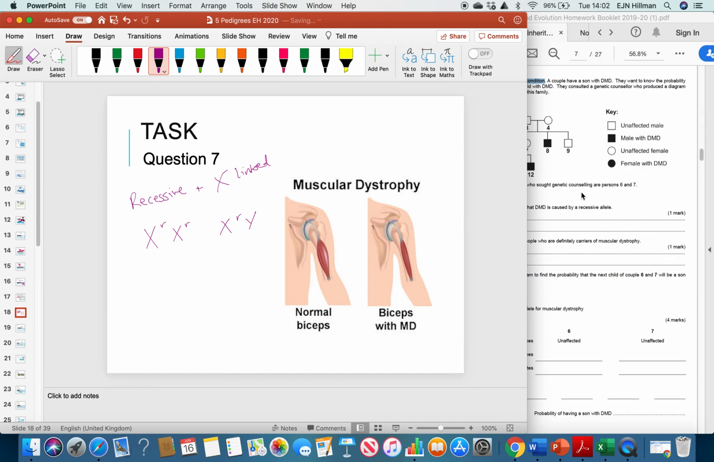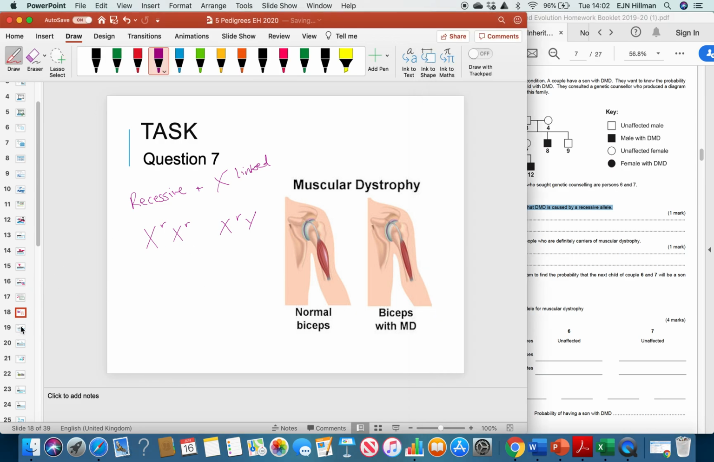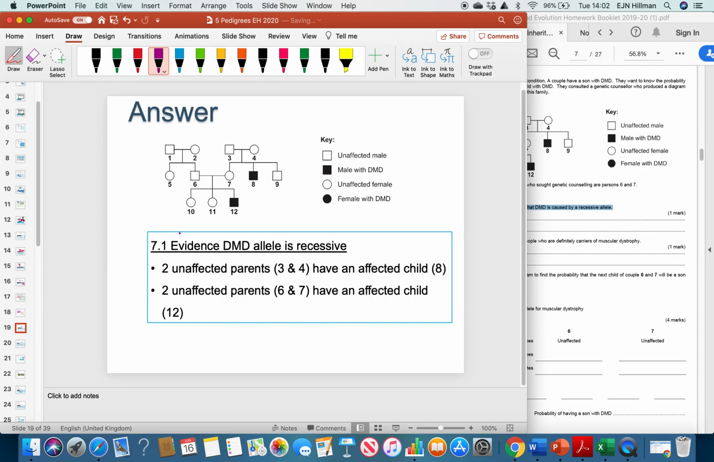So, first question. This time it asks us to give evidence to show that DMD is caused by a recessive allele. So here is the pedigree. Again, refer to page 13, but the evidence that something is recessive, we are looking for 2 unaffected parents who produce an affected offspring.